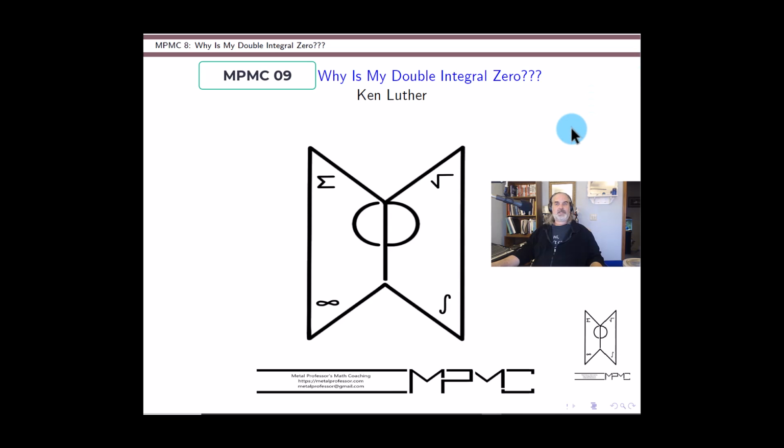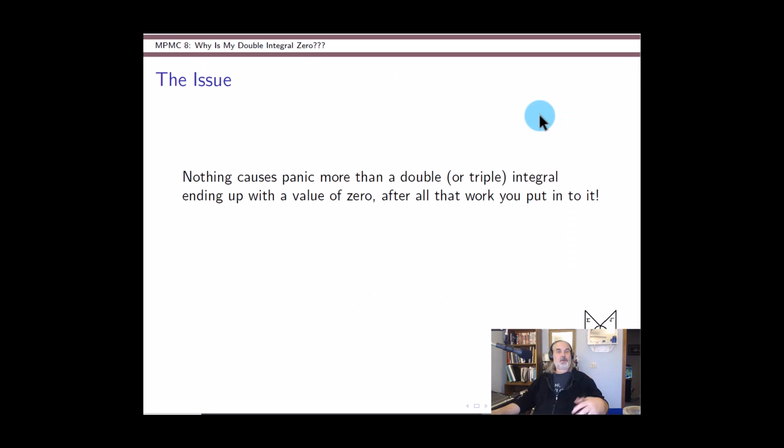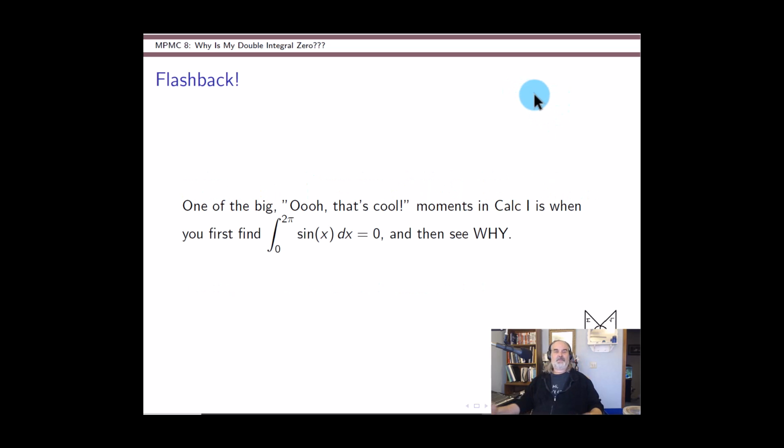So I just want to convince you of this and actually help you make predictions about when that event might happen. Okay, so don't fall into that trap of panic when you're doing a multivariable integral and you get 0 as an answer. It could be fine. In fact, you already know plenty of cases where getting 0 for the value of an integral is fine.